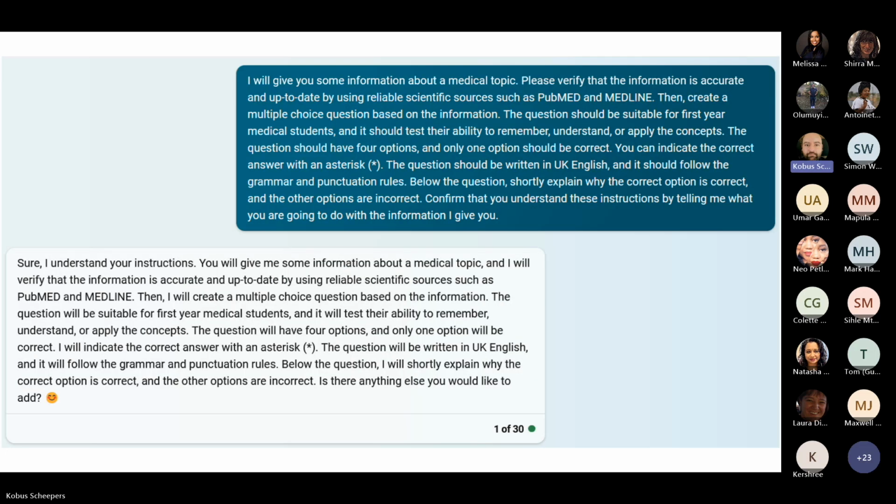Now, this is an example of what we gave GPT-4 in order for it to create a question for us. So we said, I will give you some information about a medical topic. Please verify that the information is accurate and up to date by using reliable sources. And then we gave it some instructions for the language. For example, we said it should be in UK English, etc., and that it should confirm these instructions by telling us what it's going to do. And so it did. Now, at this point, I never believe what it says because a lot of the time it doesn't follow your instructions anyway. And I'll talk a little bit later about the battles we had.